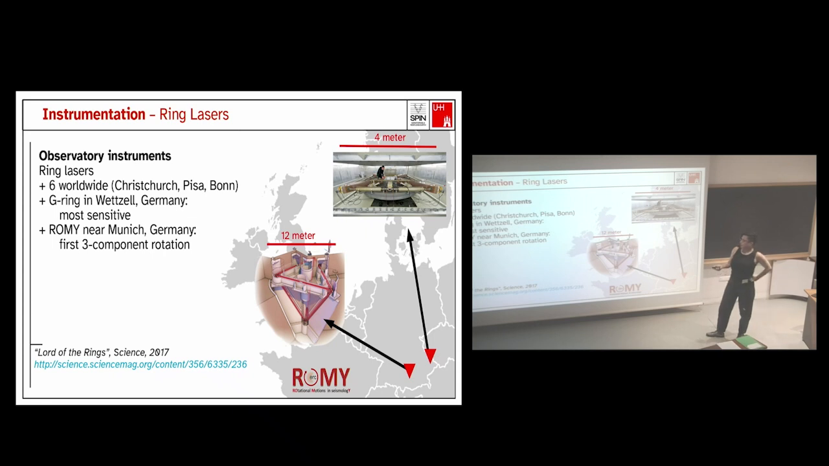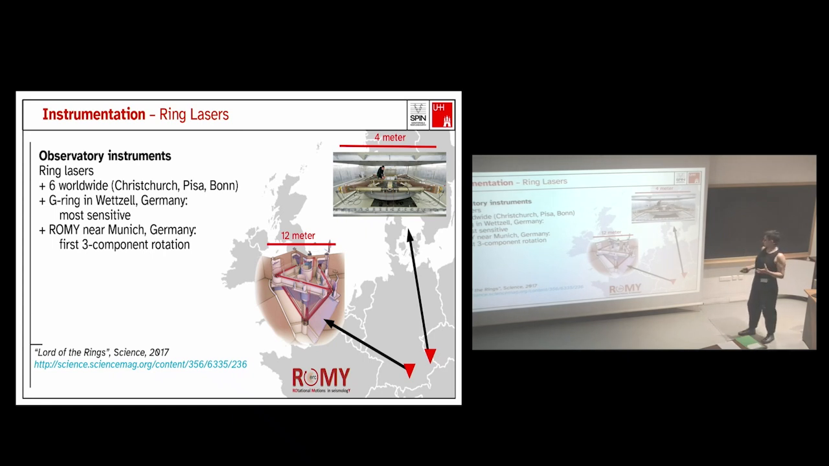The two main ones that are providing data for seismology at the moment are the G-ring in Wettzell. That's this one. This is the first one that was used for seismology. It's a square of 4 meters by 4 meters, so pretty big. And it sits on a Zerodur plate that's usually used for telescope mirrors. It's super expensive stuff to keep everything rigid in place.